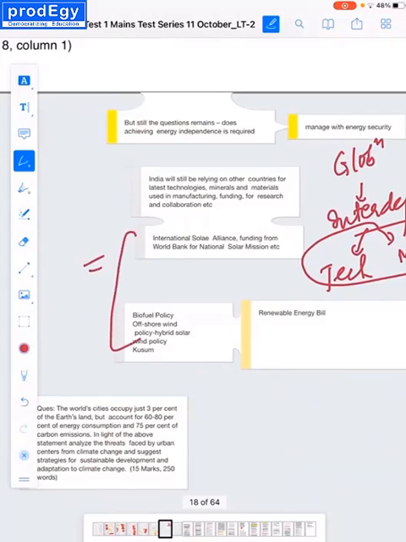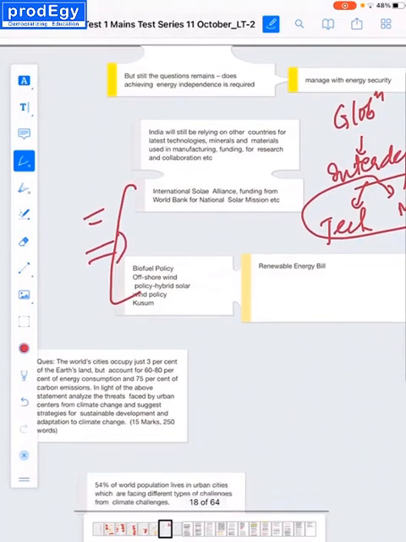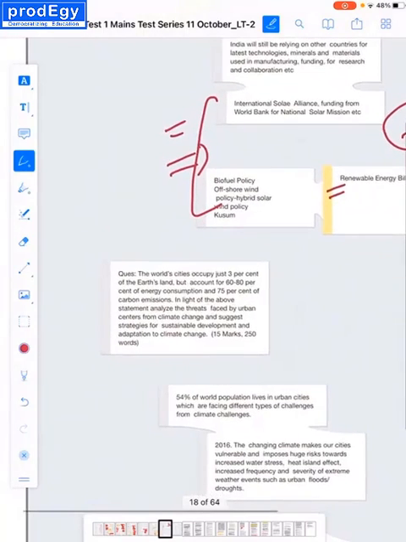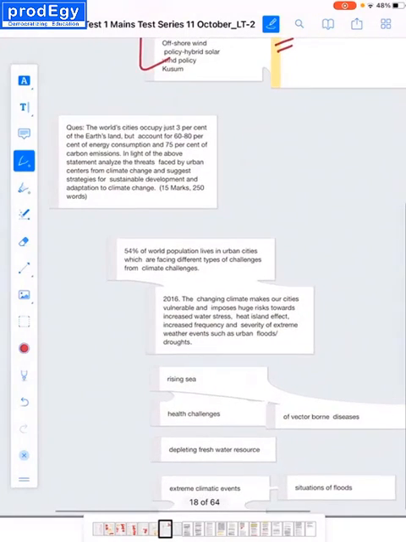So this should be your answer, and then you should mention some of the schemes or initiatives which have been taken by the Government of India in this regard. You can mention, in case of renewable energy, the biofuel policy, National Solar Mission, offshore wind policy, hybrid solar and wind policy, renewable energy bill, all these things which have been taken to increase the share of renewable energy in India's energy basket. Now, next question.